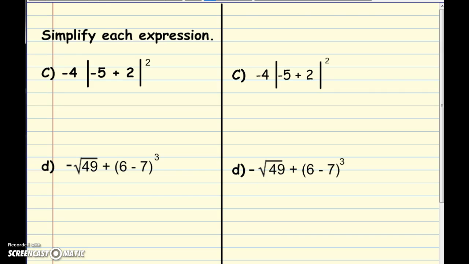So let's move on to our last 2 examples with this lesson. And again, we're going to simplify each expression. If you haven't done so yet, pause the video, copy the problems down, and then we will chat momentarily.